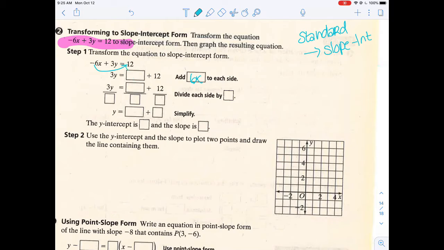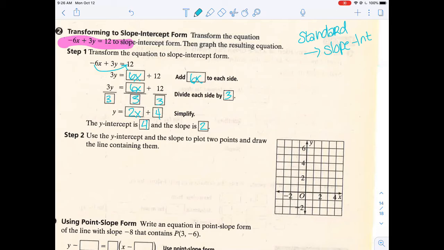So now I've got 6x right here. All right, so we've got 3y equals 6x plus 12. We need to get rid of the 3, so we're going to divide by 3 on each side. This is still 6x. We're just dividing each individual piece by 3. So first, 6x divided by 3 is 2x. 12 divided by 3 is 4. So the y-intercept, remember y-intercept is b, so that'd be 4. And the slope is m, which is 2.